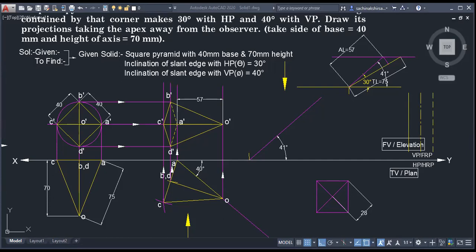Roll number 48. Why is it so? Though the angle is given 30 with HP, I have drawn a line of 41 degree.